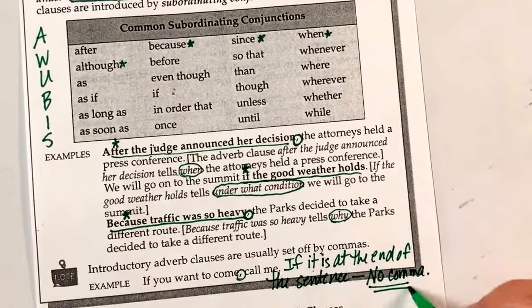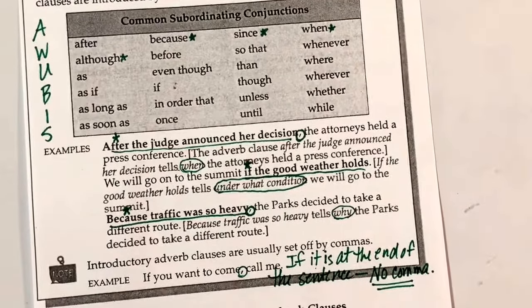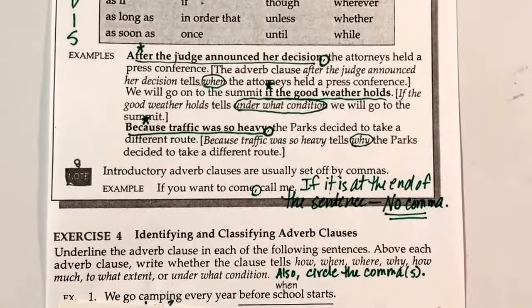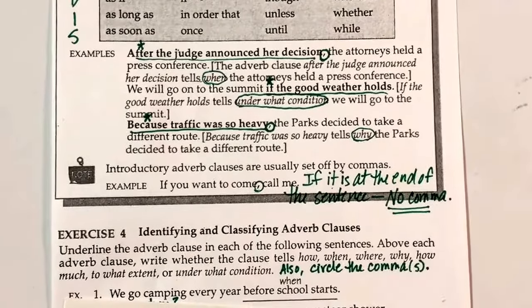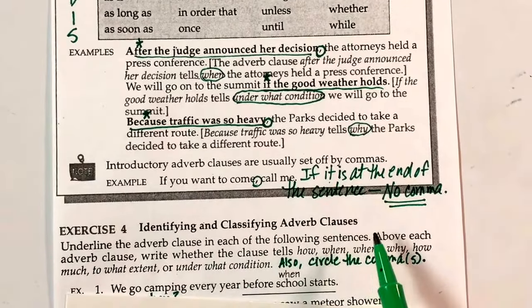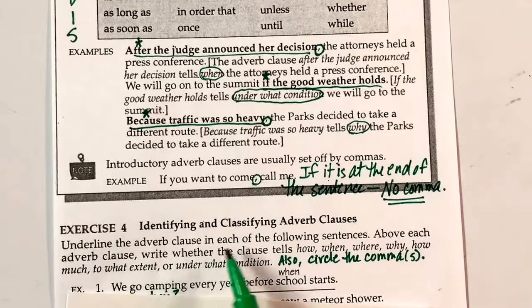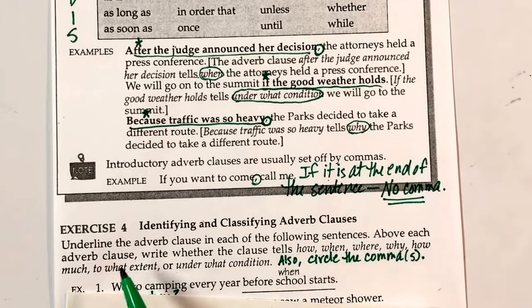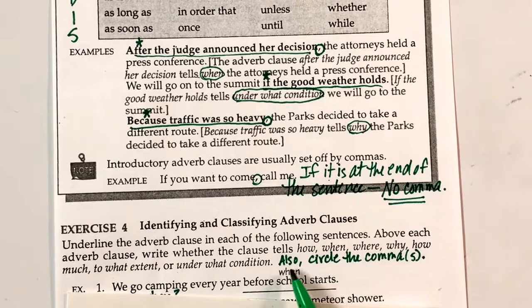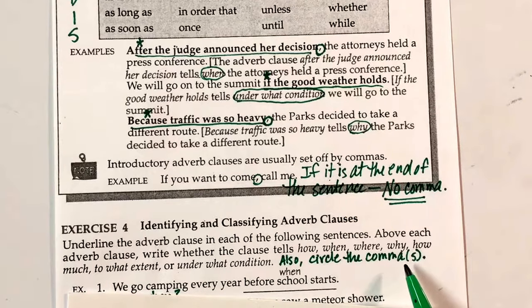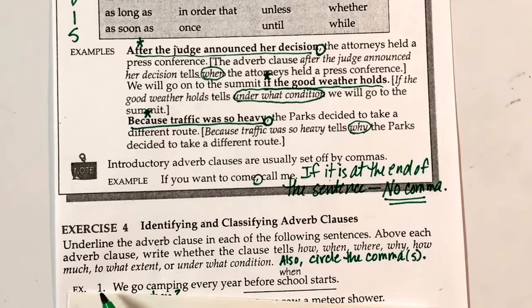No comma. All right, so now that we kind of know a little bit about adverb clauses, let's do exercise 4. Identifying and classifying adverb clauses. Underline the adverb clause in each of the following sentences. Above each adverb clause, write whether the clause tells how, when, where, why, how much, to what extent, and under what condition. So I also want you to circle the commas, okay? So I'm adding that, so write it in. And we'll do the example together.